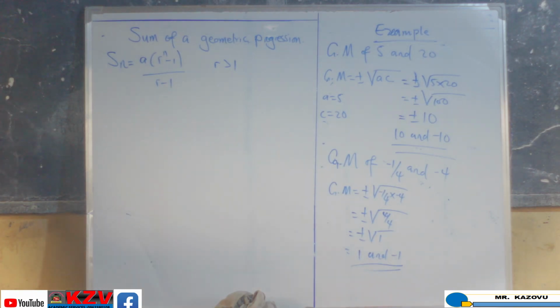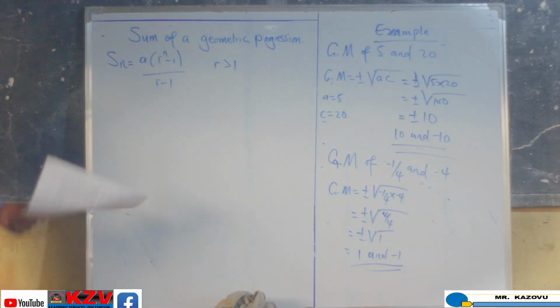If you want us to come up with where it's coming from, we can do that, but it takes a bit of time. So you can just know it, because the formula will be given to you. So Sn, that is the sum of the GP, is A, the first term, and then in brackets we have R to the power n, that is the common ratio to the power n, minus 1, over R minus 1.